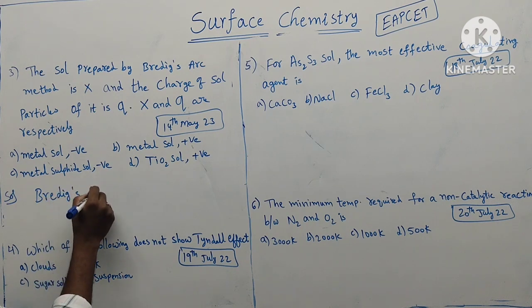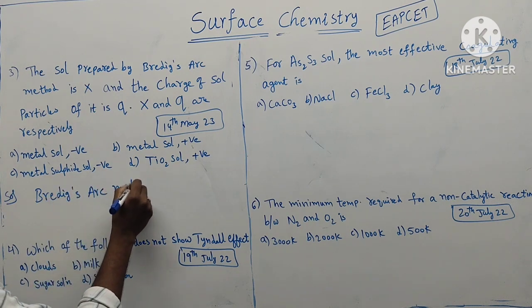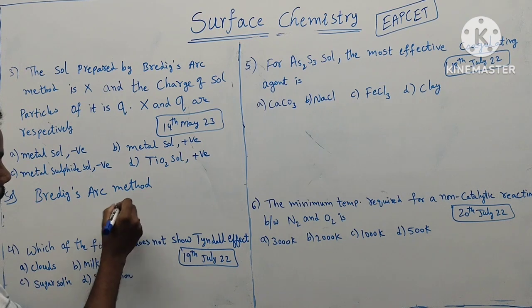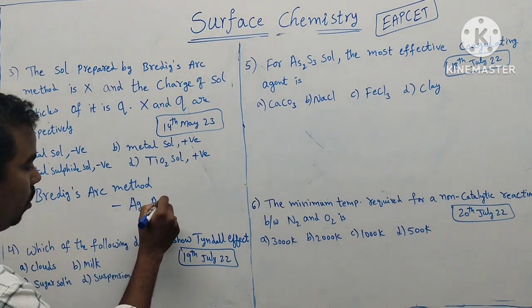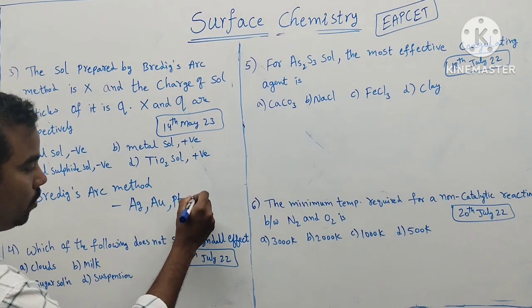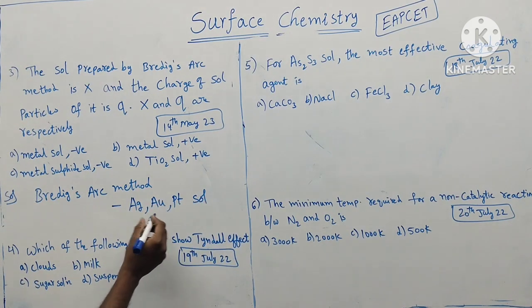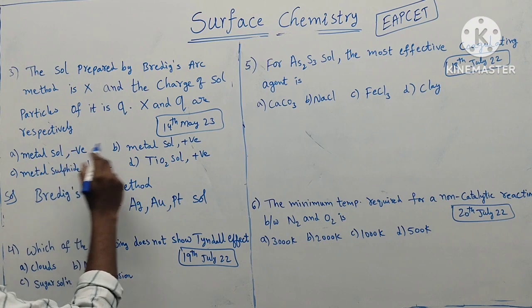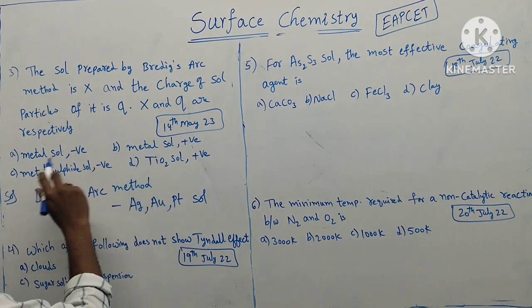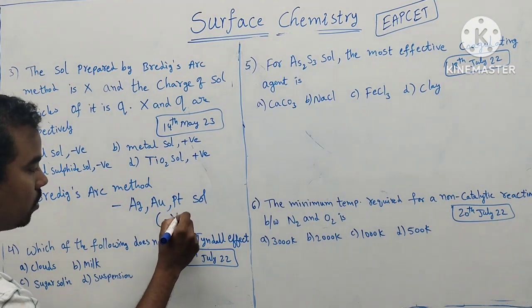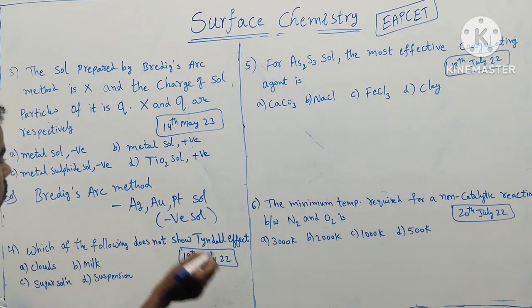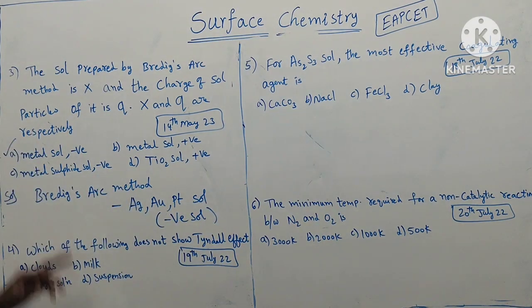Bredig's arc method is used for preparation of colloidal metal sols, that is silver, gold, platinum. So metal sol is option A or B. Those metal sols are negatively charged. So the answer is A: metal sol and negatively charged.